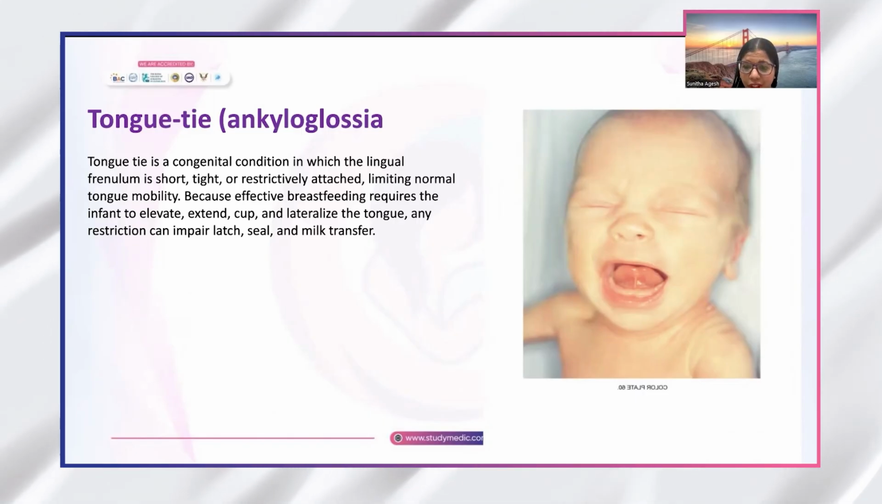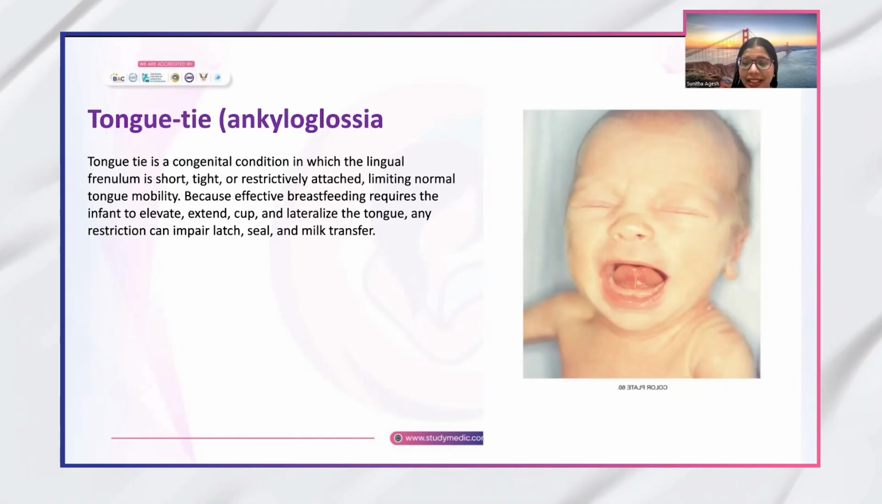If you see this picture, the lingual frenulum looks very thick, and when you see the tongue tip, it is heart shaped. That means it's tethered. So the baby cannot elevate the tongue as much as possible to create a vacuum while sucking.